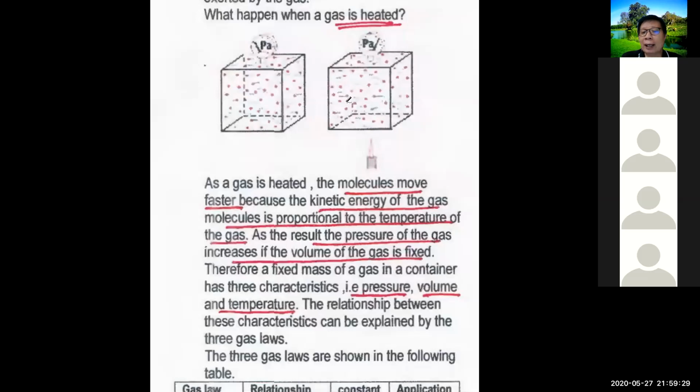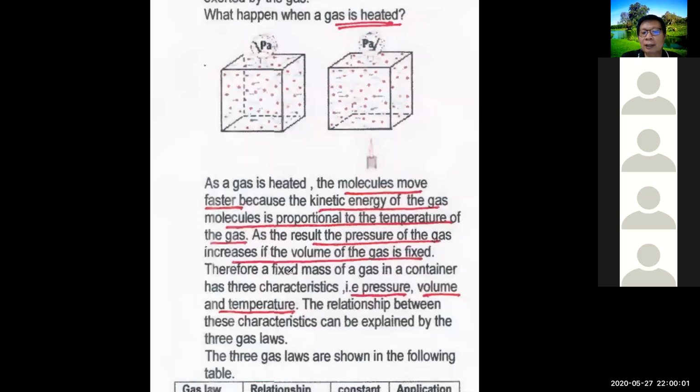For example, like this, this container cannot be expanded, it has a fixed volume. So when you heat up, the gas moves faster, so it hits the wall of the container more often, and automatically the pressure becomes higher. Okay, when this container's volume cannot expand, it's fixed. But when the volume can change, let's say this container can expand, it's different. Later on you'll see.